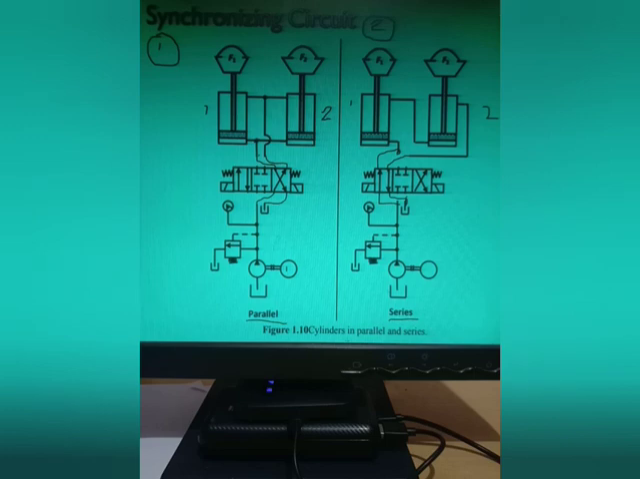It will come through this line to the reservoir. So this is the first position. First this actuator will start moving, and immediately after that this actuator will also start moving, right?